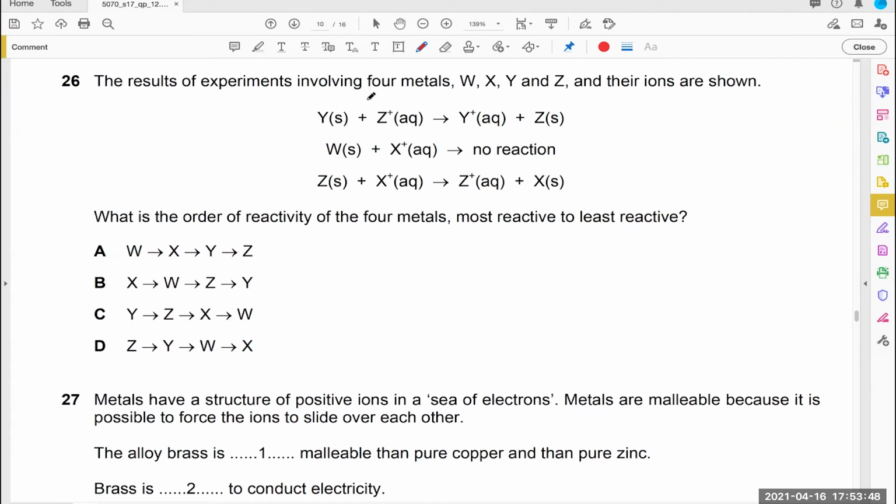Results of experiments involving 4 metals W, X, Y, and Z and their ions are shown. What is the order of reactivity of the 4 metals? Let's see. Y is replacing Z, so Y is more reactive, Z is less reactive. W cannot replace X, so X is more reactive, W is less reactive. Z is replacing X. This means Y is the most reactive, Z is more reactive than X and X is more reactive than W. So Y Z X W, that's the way it's going. So most reactive is Y, and that means C is the answer.